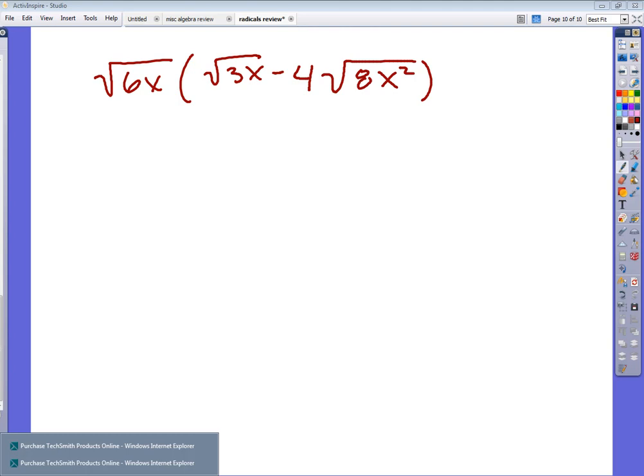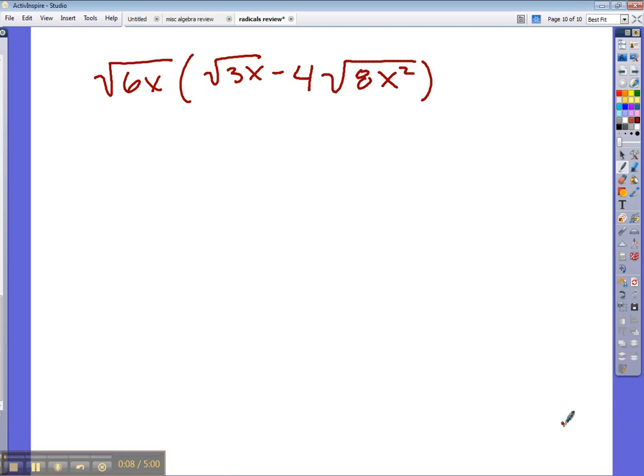So since that last problem seemed to be difficult, let's try another one. So we are multiplying the square root of 6x times the binomial square root of 3x minus 4 times the square root of 8x squared.